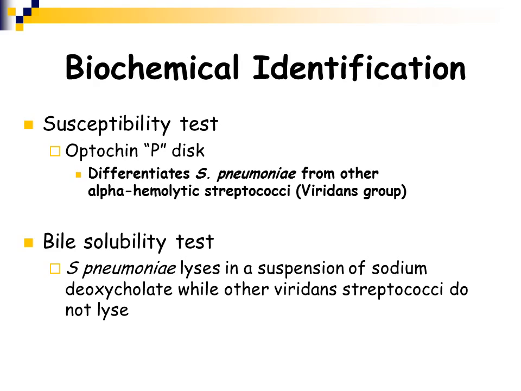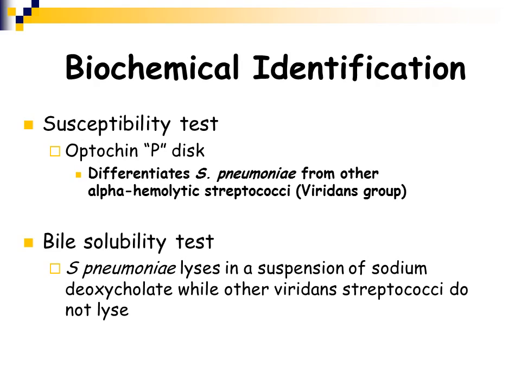We talked about the susceptibility disc reactions, such as the Optochin disc and the Bacitracin disc. So Optochin is the P disc, and it's going to differentiate your Strep pneumoniae from your other alpha hemolytic streptococci, such as your viridans group streptococci. Another test is the bile solubility test. Streptococcus pneumoniae can lyse in a suspension of sodium deoxycholate. So the viridans streps will not.